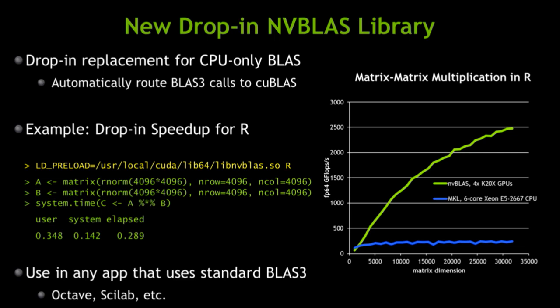So in this example we show here, on Linux, we're able to use the LD preload environment variable to specify a path to a library, which will be loaded before other libraries that are linked to the application. And so we LD preload libnvblas.so and then run R, the statistical package and language. And we use it to randomize two 2D matrices and multiply them, and then we time that for a range of matrix sizes. And you can see that it scales pretty well up to, this is showing up to 4 K20X GPUs compared to MKL.